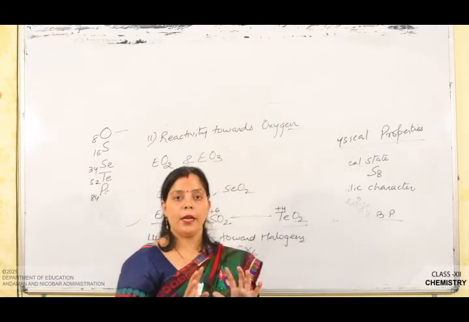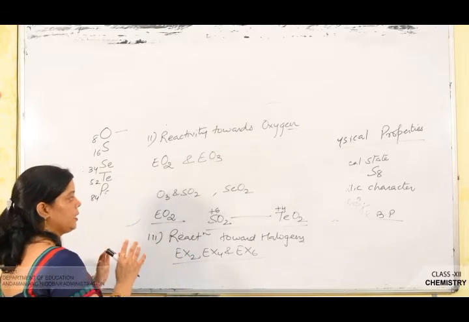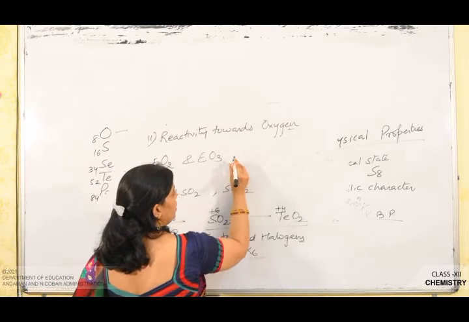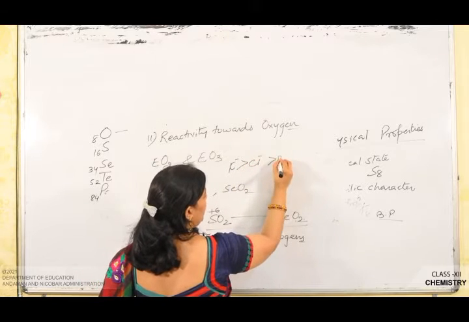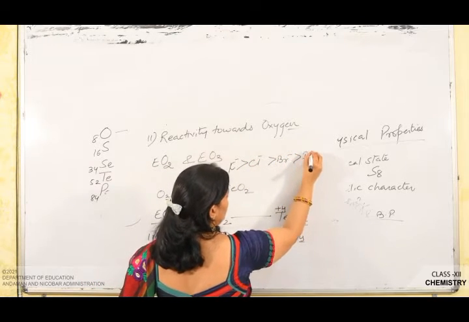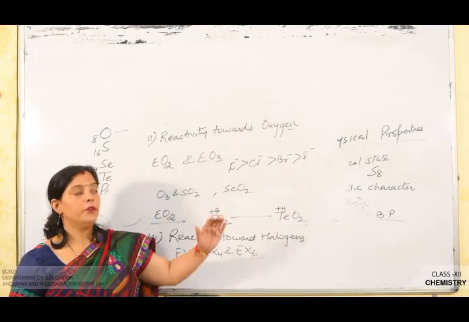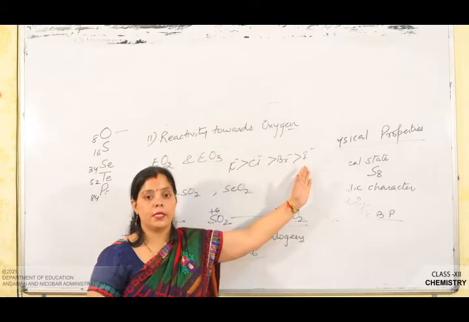So, the stability of the hydrides also increases in the order: the fluorine compound is more stable, then chlorine, then bromine and then iodine. This is the stability of halides.